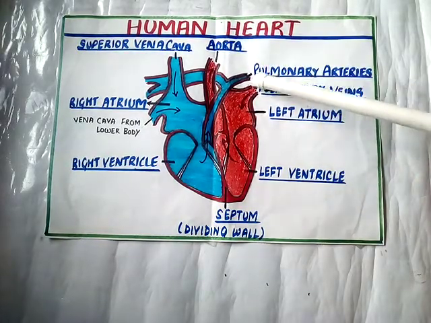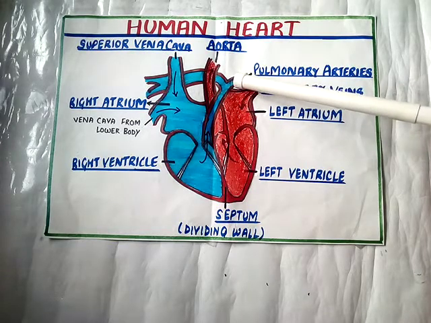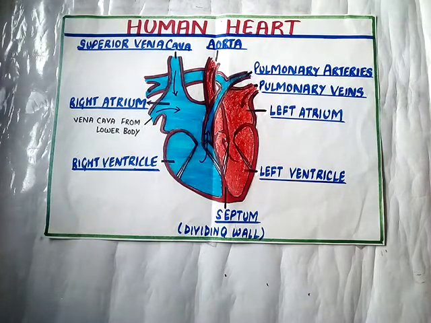Pulmonary arteries carry this deoxygenated blood to the lungs for purification.